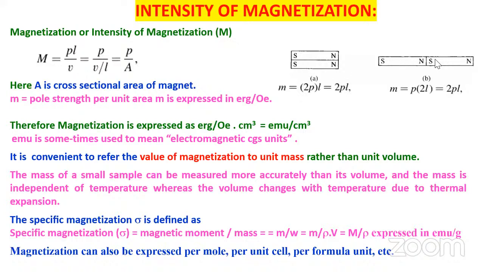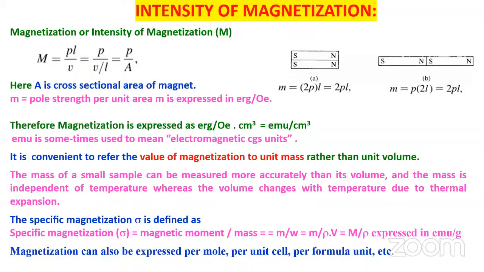Whereas in the other case, if I arrange it this way, the length has increased. It has become 2L, and the pole strength of a single pole remains the same. So in both cases, the magnetic moment is the same, 2 into P into L. This is how one can find the value of the magnetic moment associated with a particular magnet. I have given this example because you must be familiar with the bar magnet. You must have handled it many times. Therefore, the bar magnet example is good.